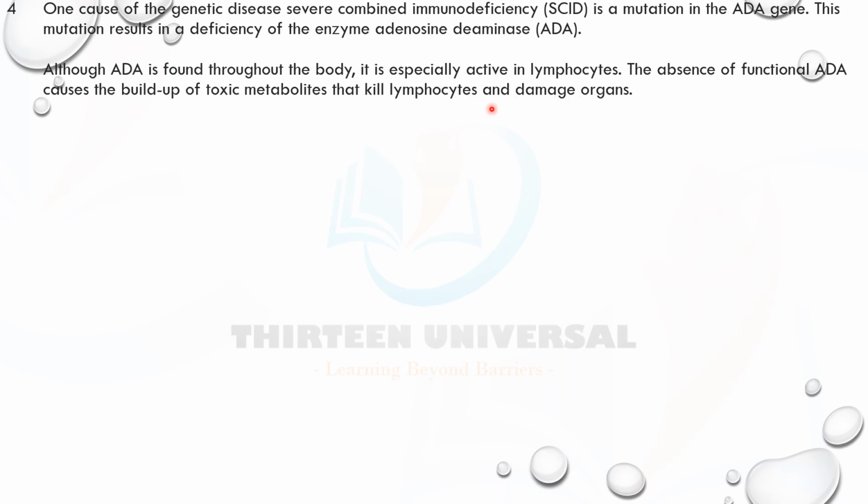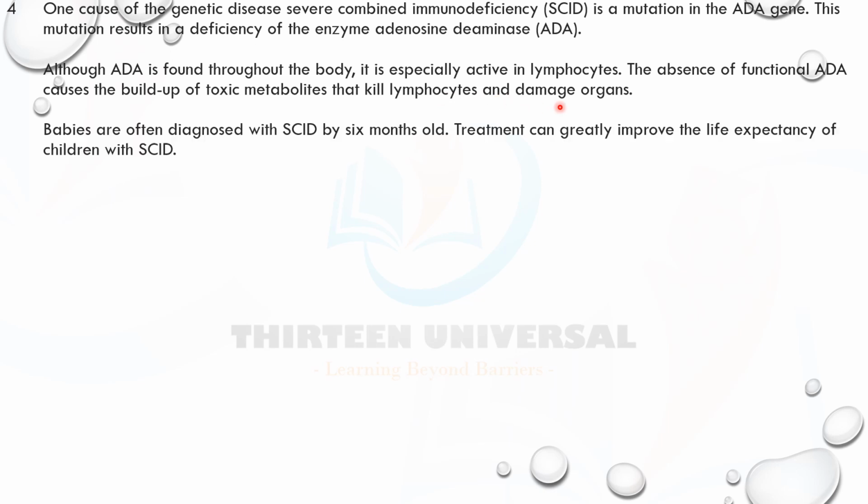The absence of functional ADA causes the build-up of toxic metabolites that kill lymphocytes and damage organs. So you see the impact of this. It kills lymphocytes and then damages organs, right? Babies are often diagnosed with SCID by 6 months old. This is terrible, man. Right, treatment can, okay, thank God there's a treatment. Treatment can greatly improve the life expectancy of children with SCID. Okay, let's see how it goes.